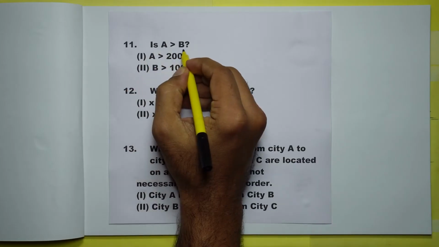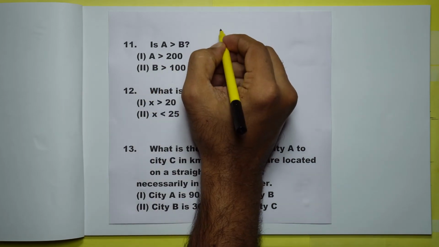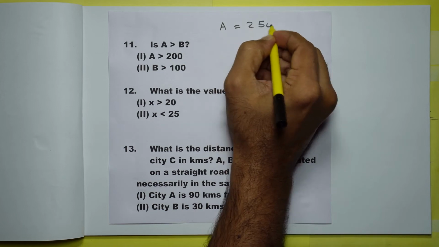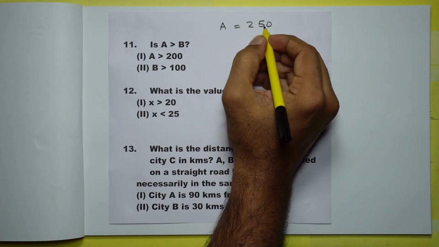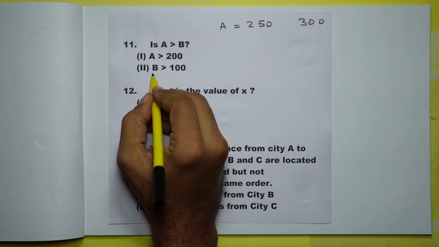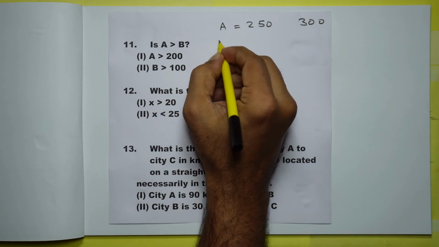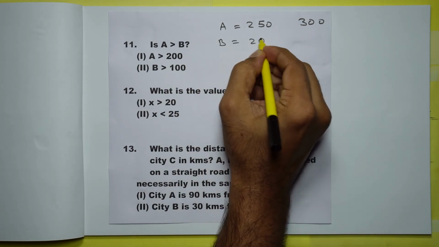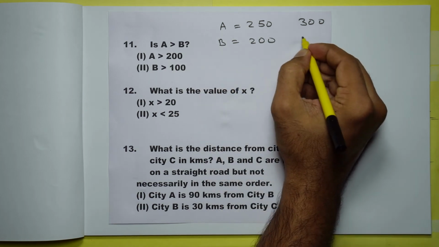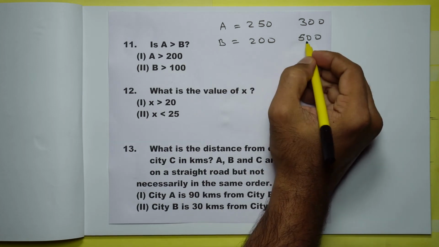Is A greater than B? First statement says that A is greater than 200. So, one possible value of A can be 250. Another possible value of A can be 300. Second statement says that B is greater than 100. Now, one possible value of B can be 200. Another possible value of B can be, let us say, 500. B is greater than 100, so B may be 500.